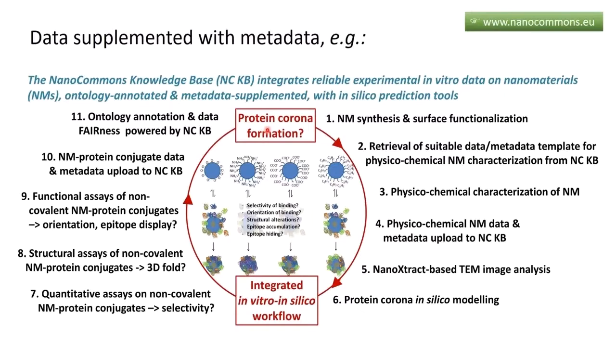And you would start in your project with the synthesis of the materials, with some surface functionalization. Then you do some proper characterization. You use your knowledge base, for example the NanoCommons knowledge base, to upload and provide your data in a fair manner. Also make some modelings on your obtained physicochemical characterization, for example image analysis, to provide further nanodescriptors. You could then also, from this knowledge base, enter corona modeling to integrate in silico and in vitro data. So in this way, try to establish an integrated in vitro in silico workflow.